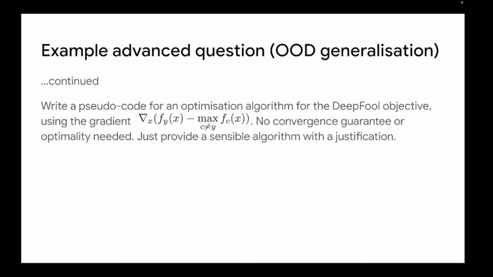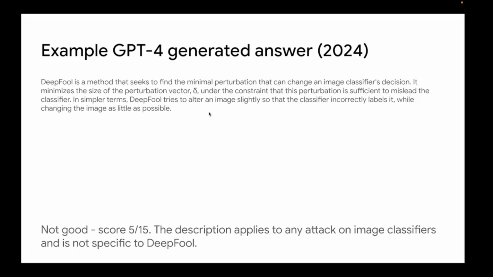Okay. So there were two parts. The first part was to describe what this DeepFool objective is doing. And it says it's a method that seeks to find the minimal perturbation that can change an image classifier's decision. It minimizes the size of the perturbation vector delta under the constraint that this perturbation is sufficient to mislead the classifier. In simpler terms, DeepFool tries to alter an image slightly so that the classifier incorrectly labels it while changing the image as little as possible. The description applies to any attack.